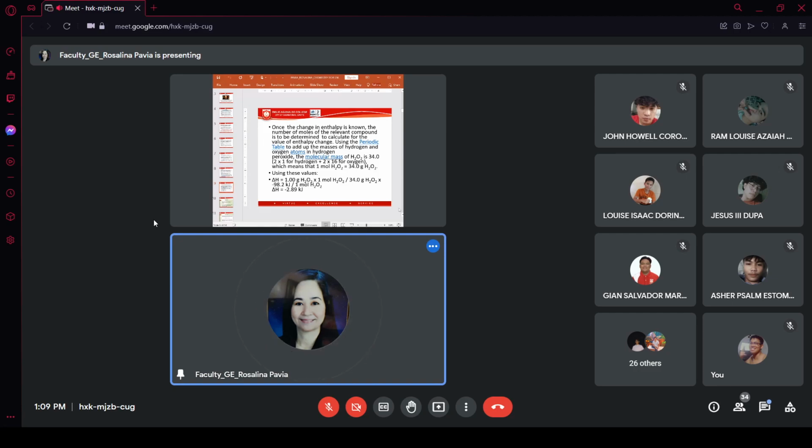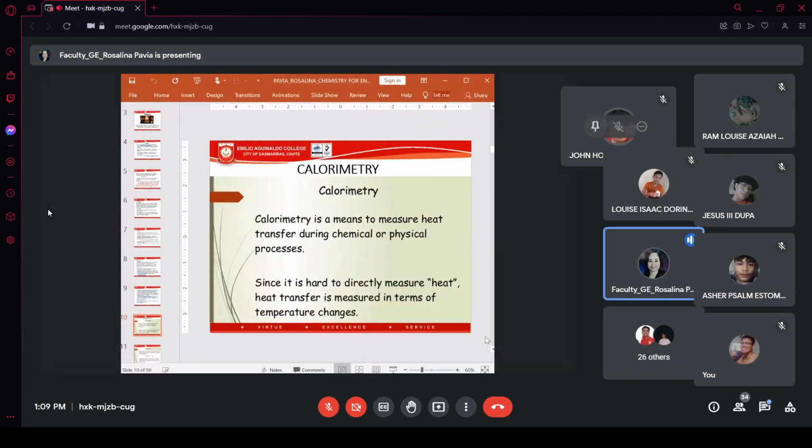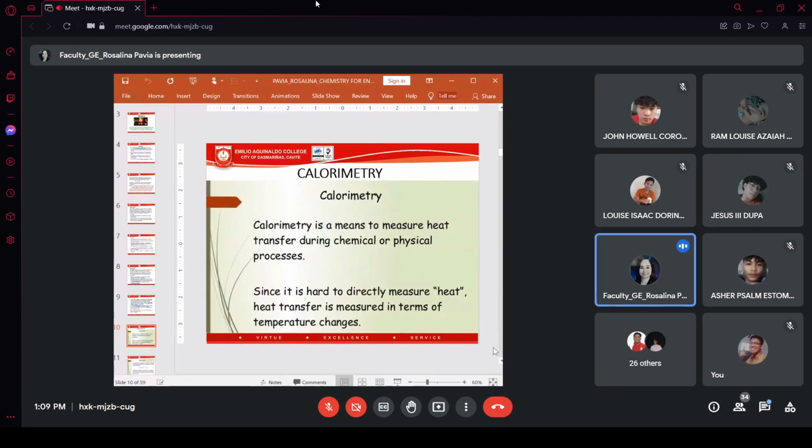Let's proceed. Calorimetry na tayo. This is one of your simulation. Nakaka-publish ko pa lang. So what is calorimetry? Have you heard the term calorimetry already? Sa physics nyo nung high school? Class? Yes po.